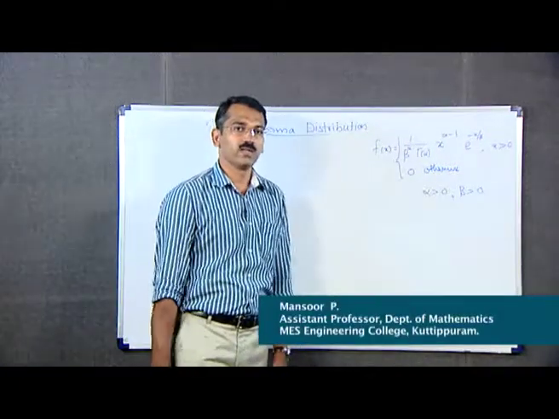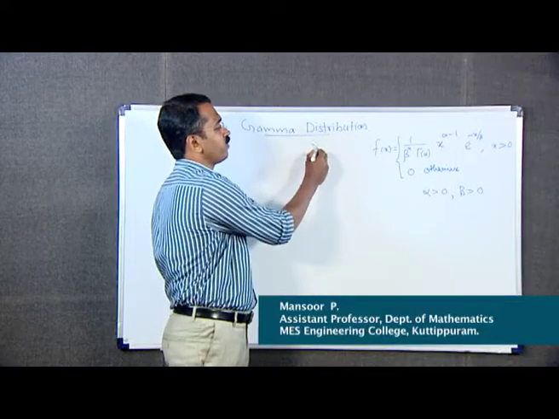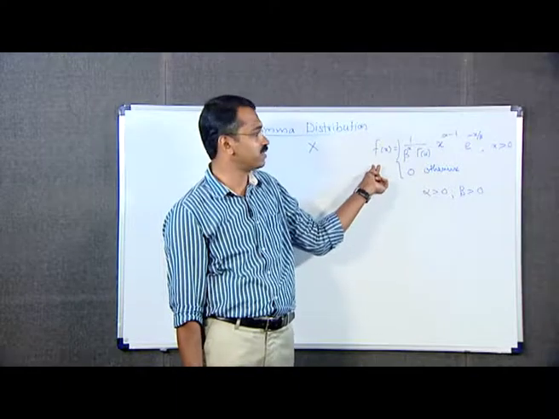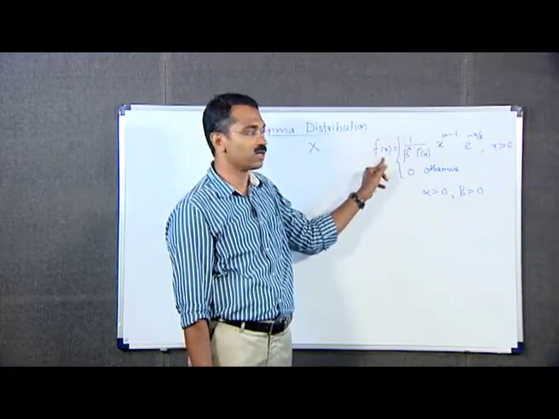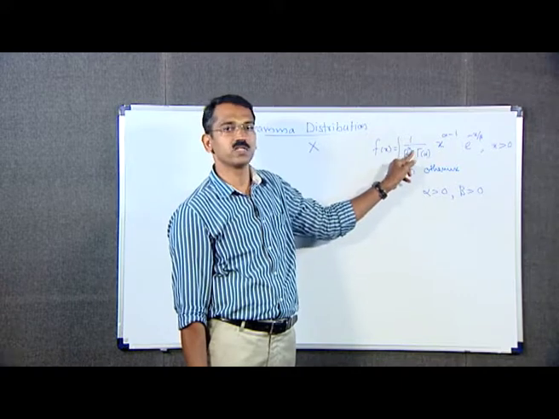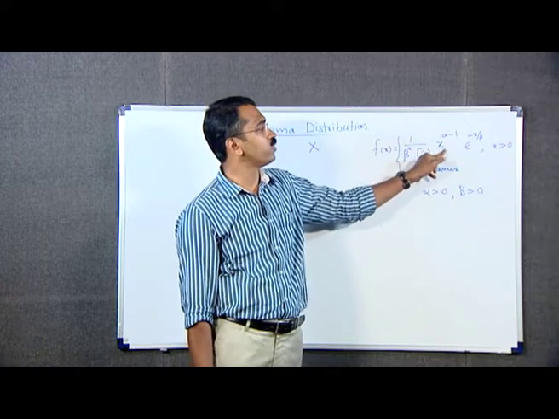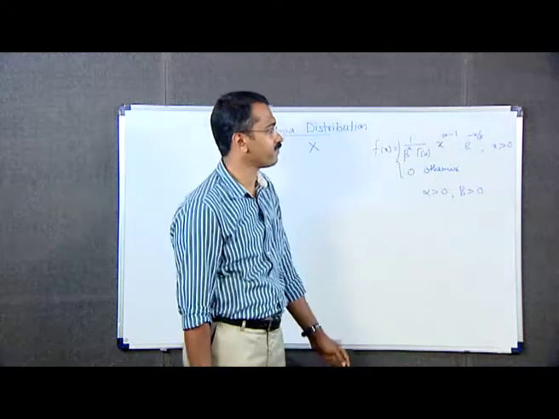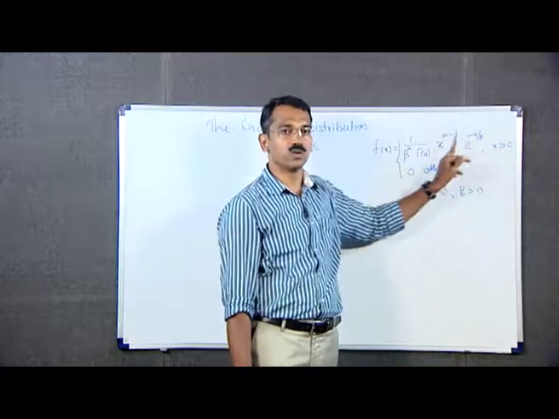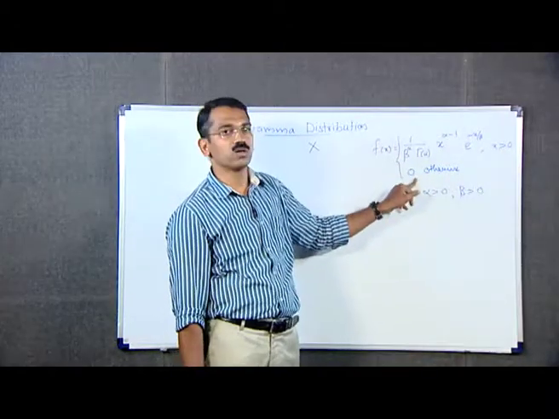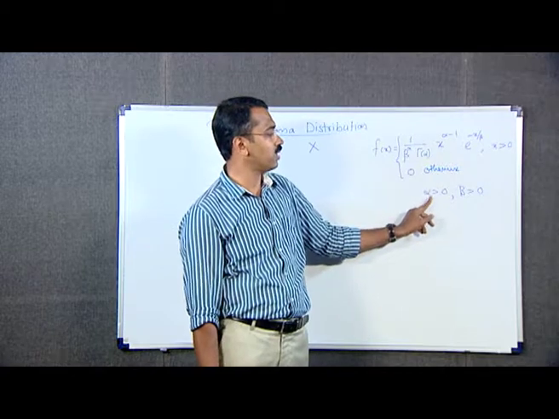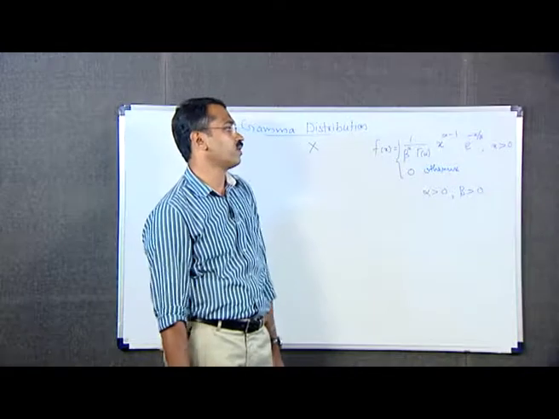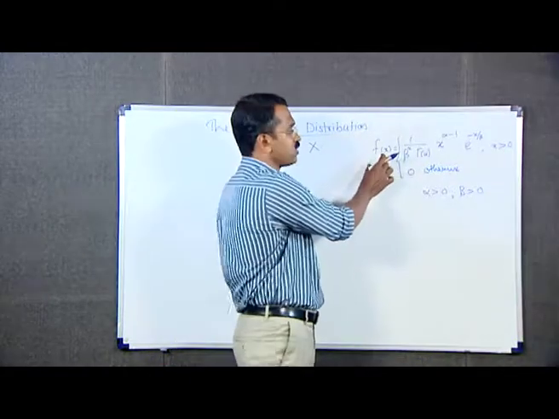A continuous random variable X is said to follow a gamma distribution if its probability density function is given by f(x) = 1/(β^α Γ(α)) x^(α−1) e^(−x/β), where x ≥ 0, and f(x) = 0 otherwise, where α > 0 and β > 0 are the parameters of the distribution.